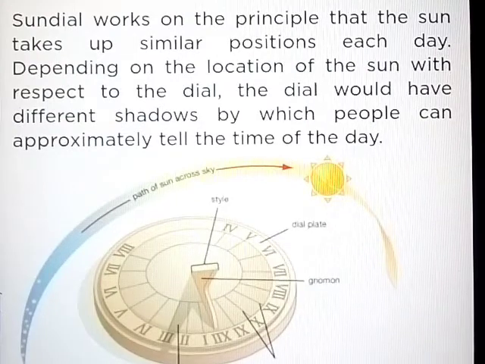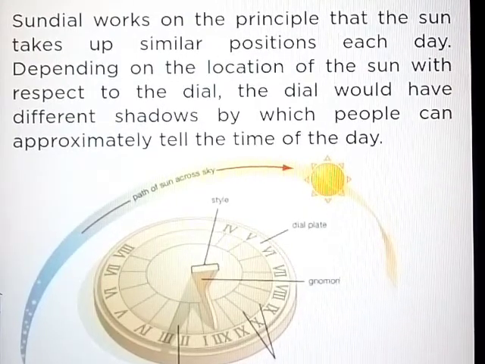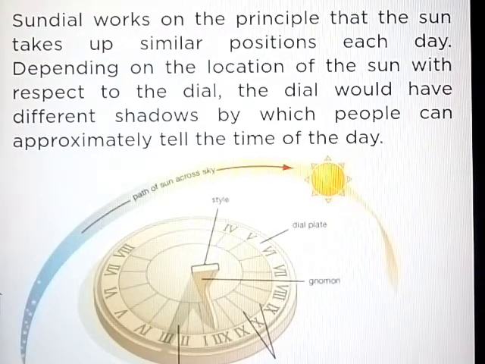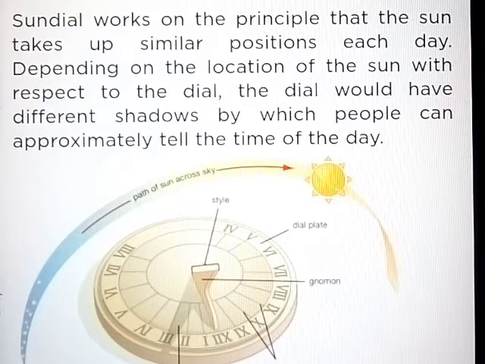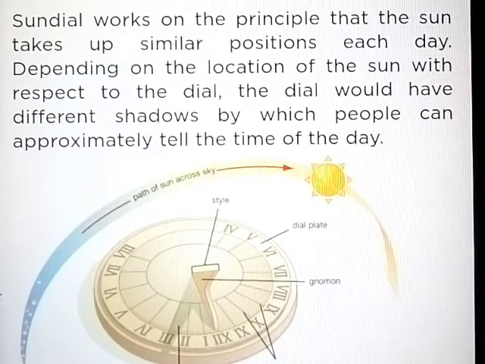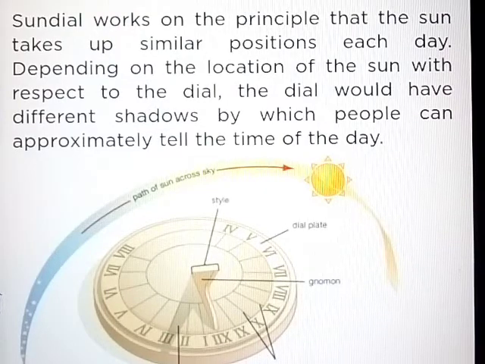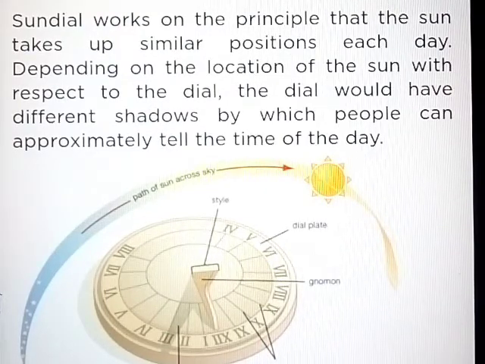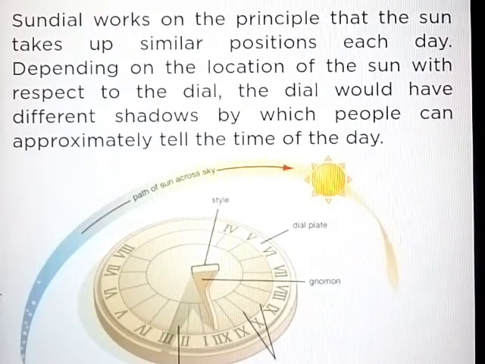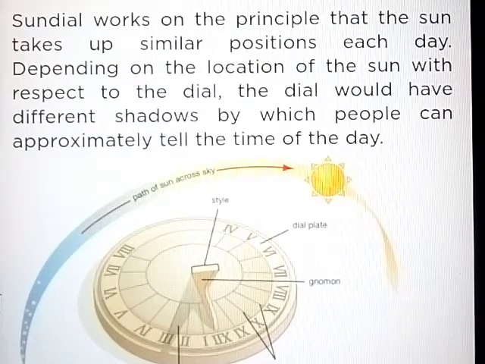Sundial works on the principle that the sun takes up similar positions each day. Depending on the location of the sun with respect to the dial, there would be different shadows by which people can approximately tell the time of the day.